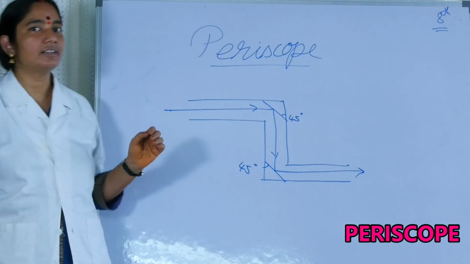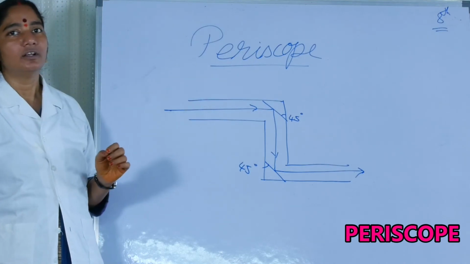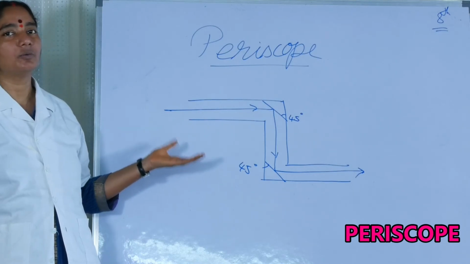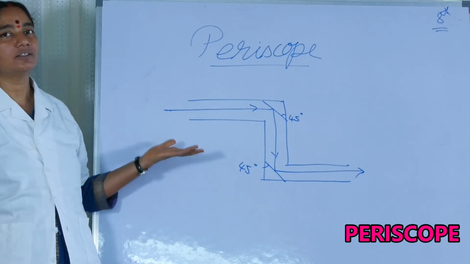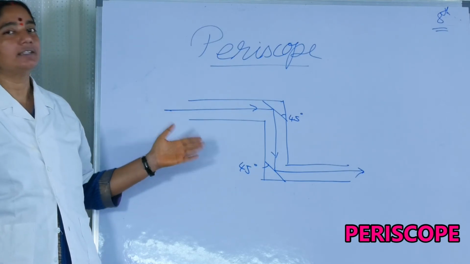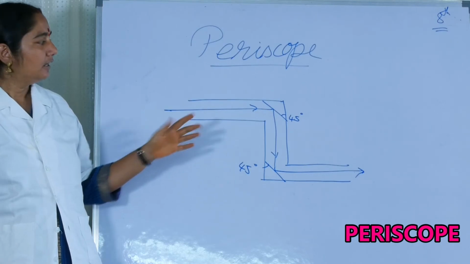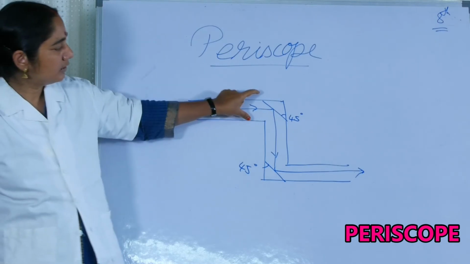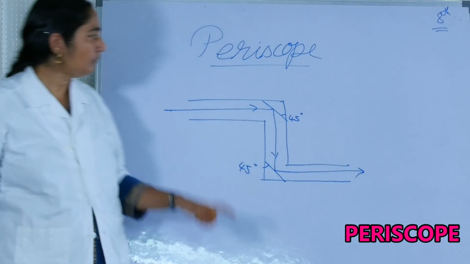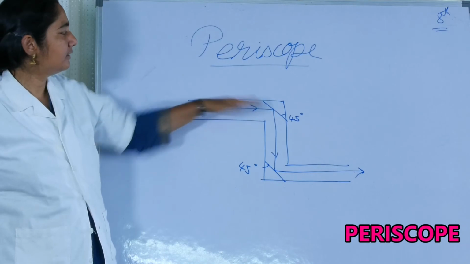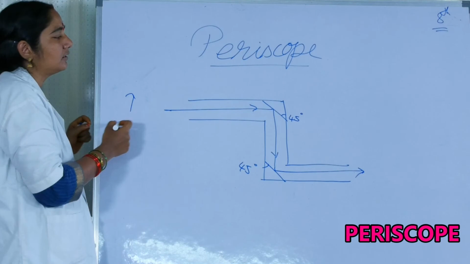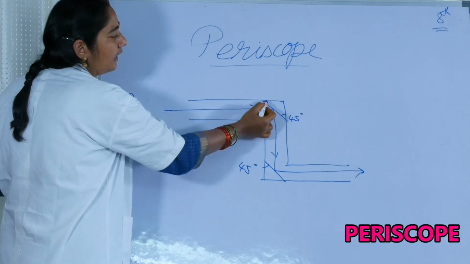Let's have a small discussion about the periscope. Where do we use this periscope? Mostly it is used by soldiers. In this periscope, the principle is reflection of light. Here is one tube, another tube, and another tube. The object is here, and the light is entering like this, and here is a mirror.